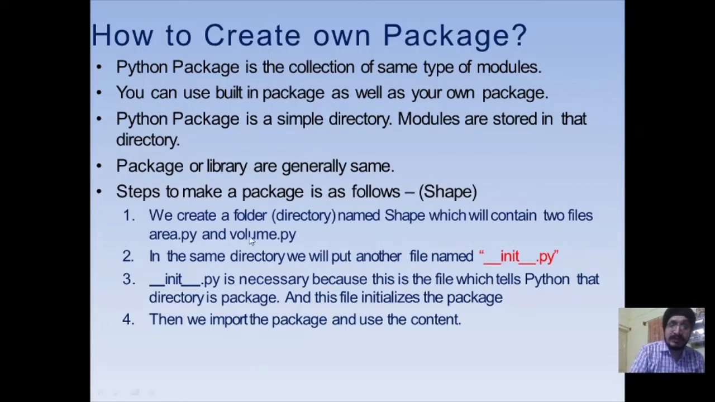What we'll do, we'll create a folder called shape, and then we'll store our area.py module in that shape folder. Then we'll create a file __init__.py. Notice two underscore symbols before this init and two underscore symbols after this init word. This is a special file because it tells Python that this directory is a package, and this file initializes the package. It makes your package eligible for importing. Then after this you can import the package and use the content from anywhere. So we'll see this with a demonstration.